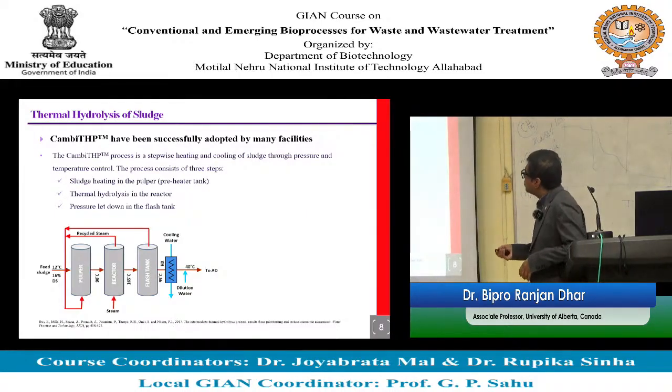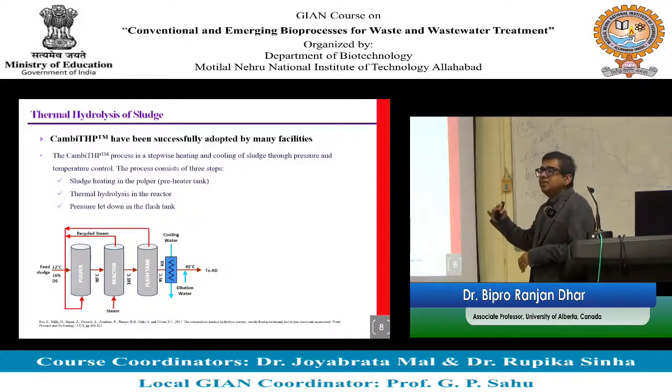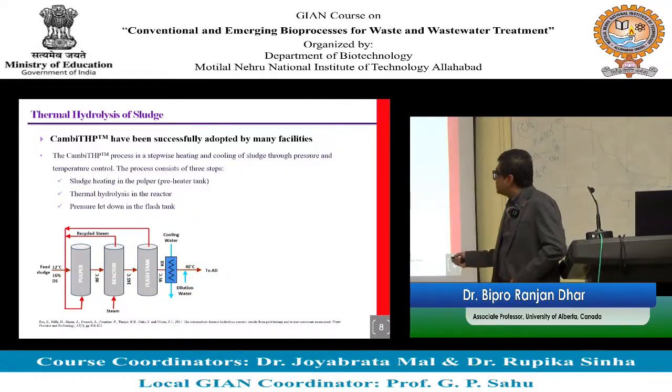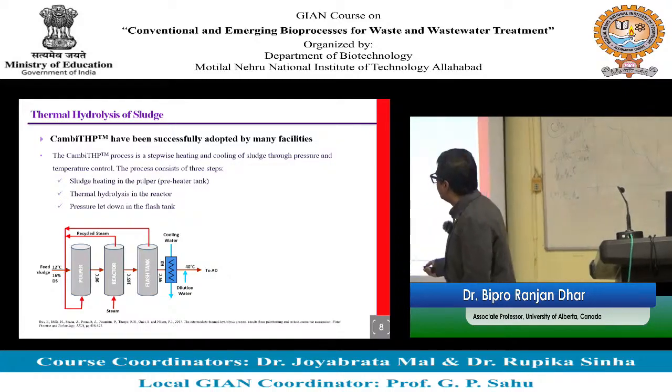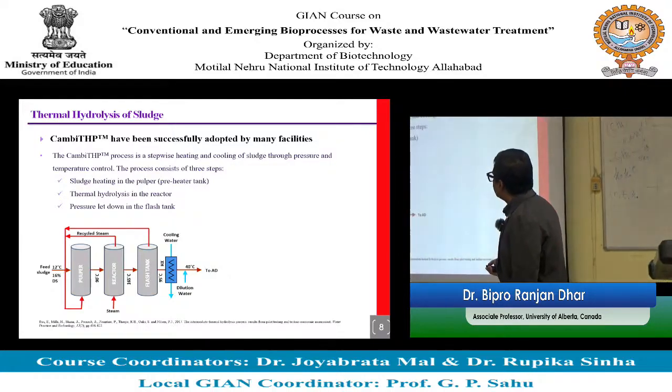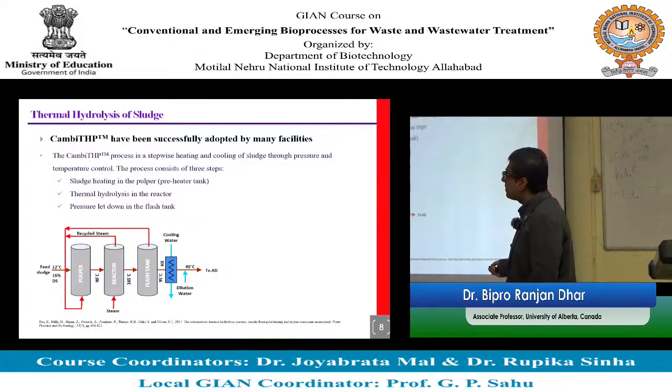So how does Cambi work? The process uses stepwise heating. You can see they have something called a pulper, where you preheat the sludge. Sludge comes in here at 12 degrees Celsius, and they preheat it to 90 degrees Celsius. Then they apply steam in the second reactor, where the main thermal hydrolysis happens.